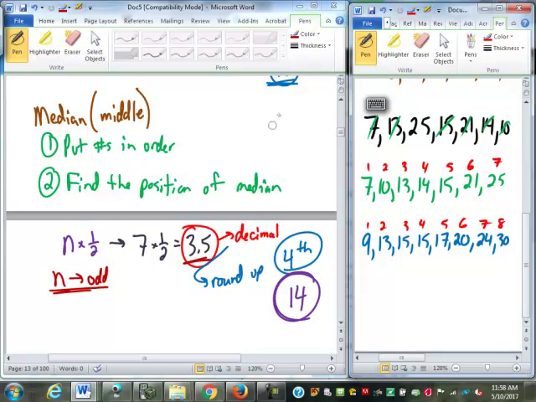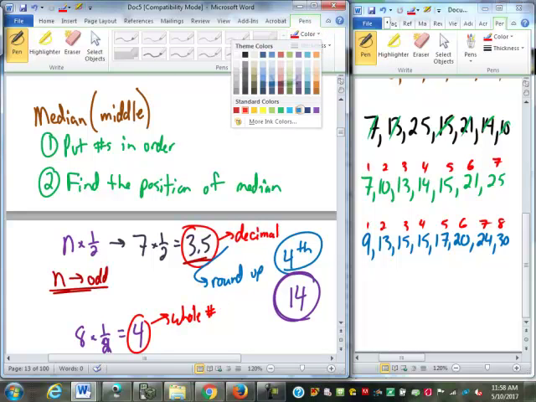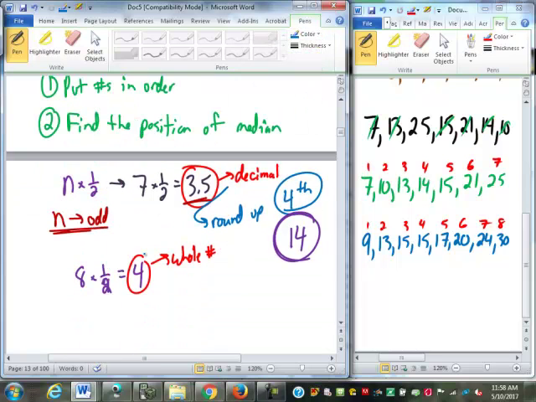So if I'm finding the median in that set, I find that position again. Now n is 8, so it's 8 times 1/2, which gives me 4. Since this is a whole number and not a decimal, that tells me that my median is between that and the next number. So it gave me 4, so it's between the 4th and the 5th numbers.